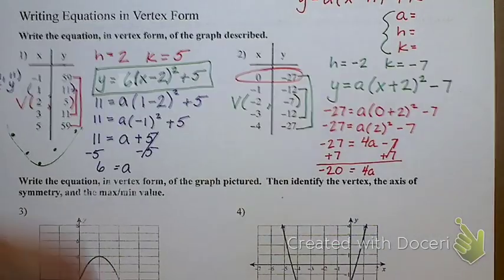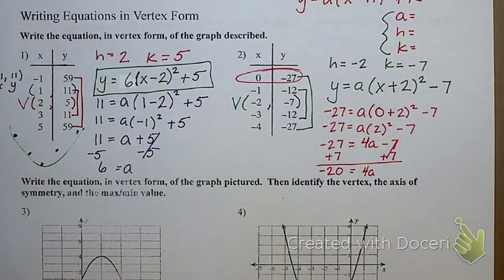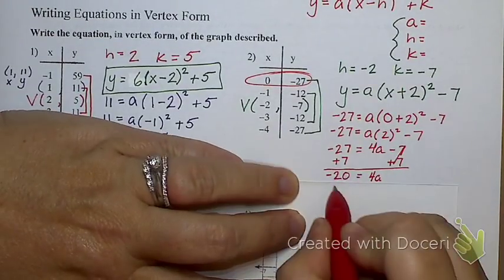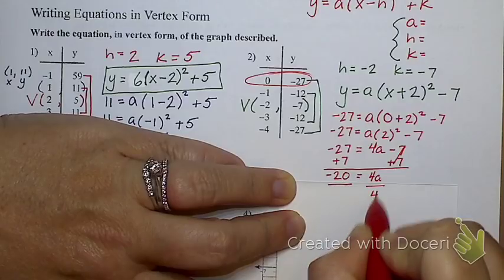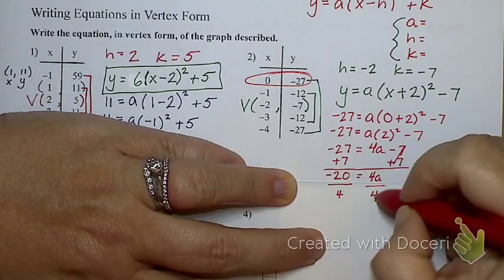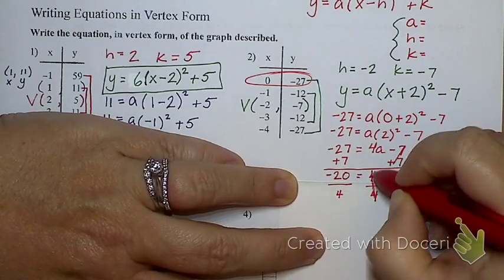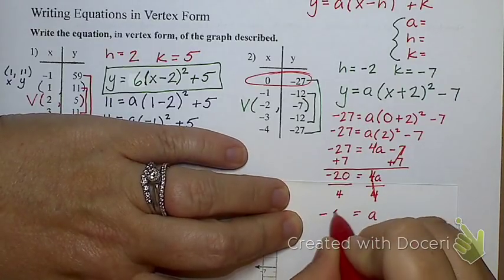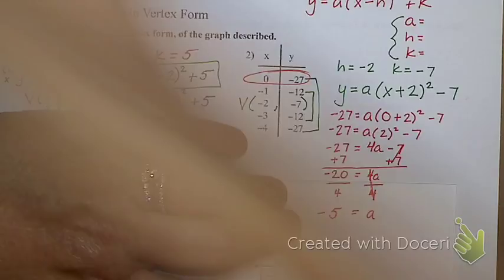I'm running out of room. You divide by 4. So I'm going to give myself some more room here. I would divide both sides by 4. Only by 4 because you don't want to cancel out the A. You just want to cancel out the 4. And I get A equals what? -5. So I come back up here.